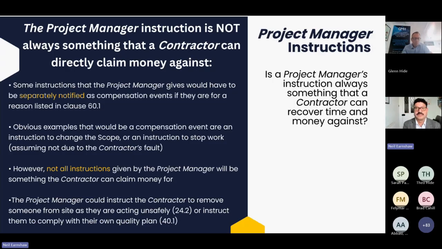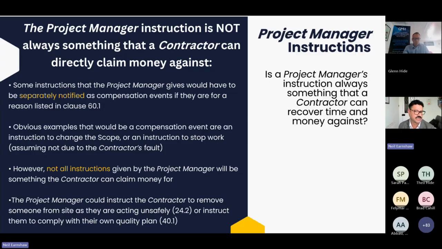Again, I always separate the clauses in the contract into operational clauses and commercial clauses. The instruction is what gets the work done. That's operational. The compensation event is commercial. There's only one instance where it's about getting work done, which is if it's a proposed instruction. But with all of the other compensation events, the work's already been done, and all the compensation event does is deal with the time and money associated.